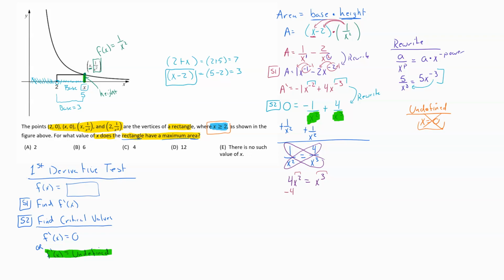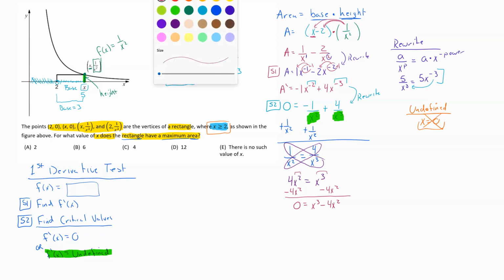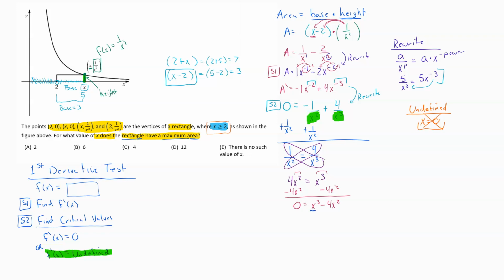So I'm now going to set this equal to 0 by minusing the 4x squared over to the other side. I get 0 equals x cubed minus 4x squared. So I've got it set equal to 0, and now I look to factor. And what I can see is I can pull an x squared out of both of these pieces. So I pull my x squared to the front.